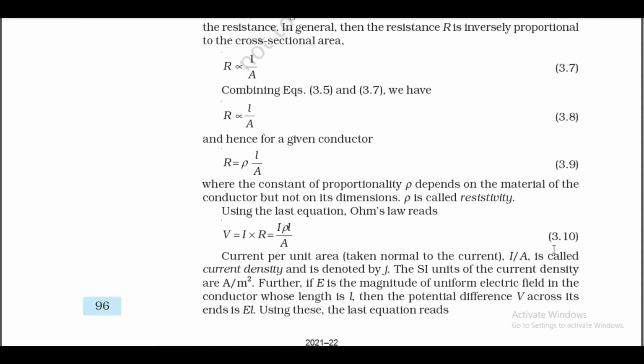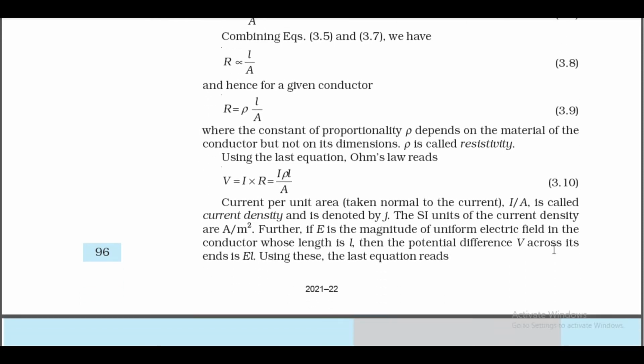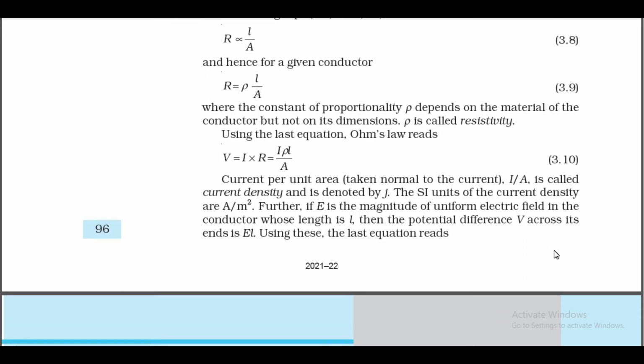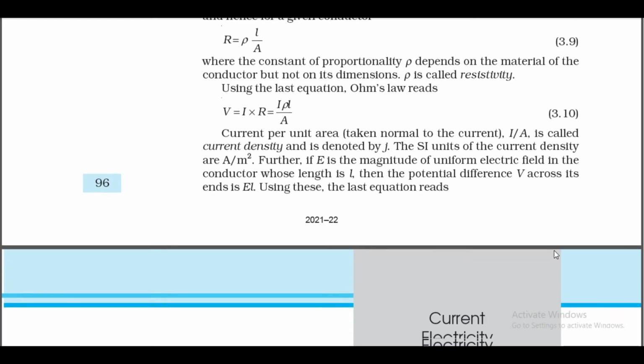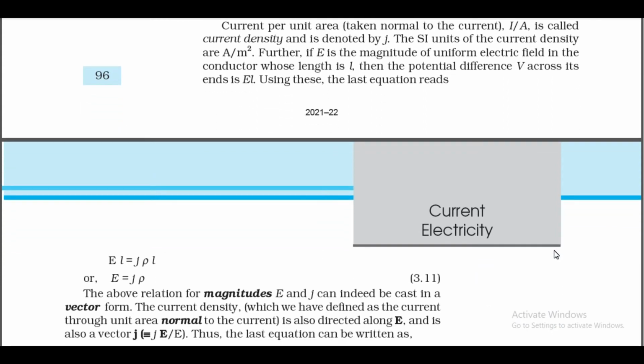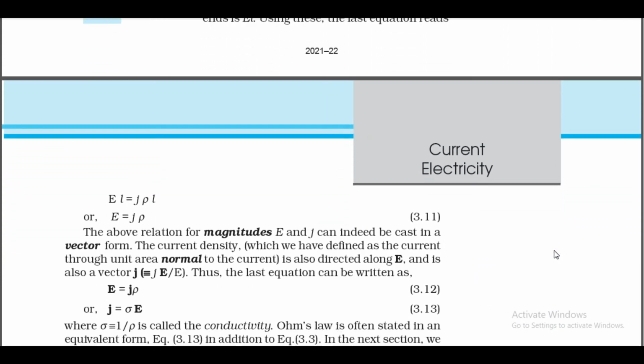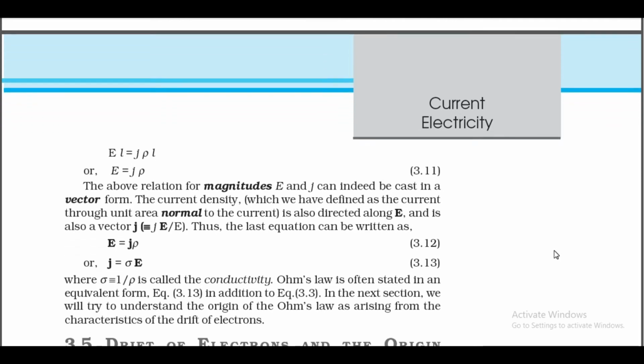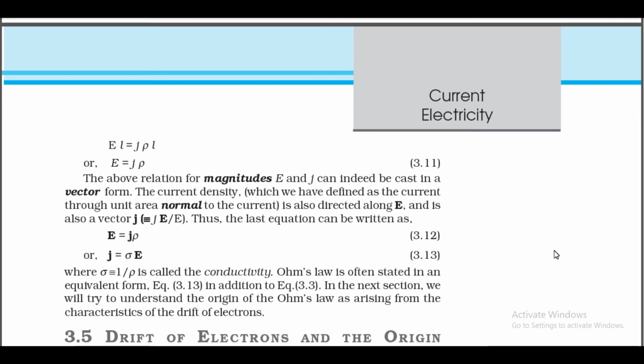Current per unit area taken normal to the current, I divided by A, is called current density and is denoted by J. The SI units of the current density are A per meter squared. Further, if E is the magnitude of the uniform electric field in the conductor whose length is L, then the potential difference V across its ends is EL. Using these, the last equation reads EL = J rho L, so E = J rho.